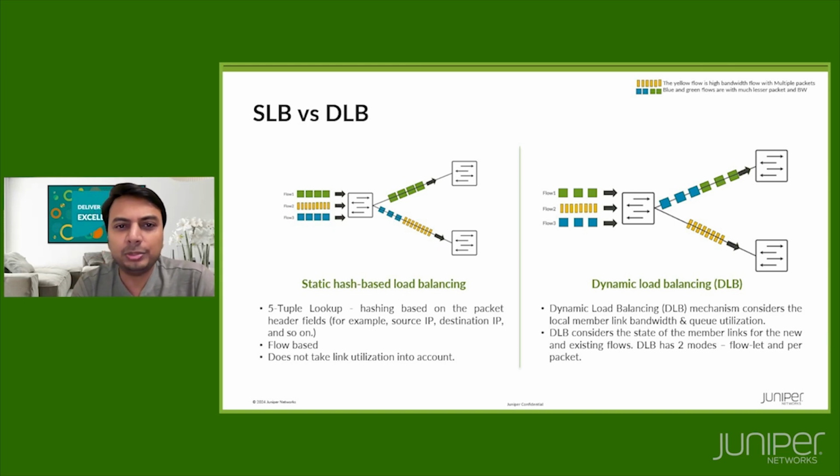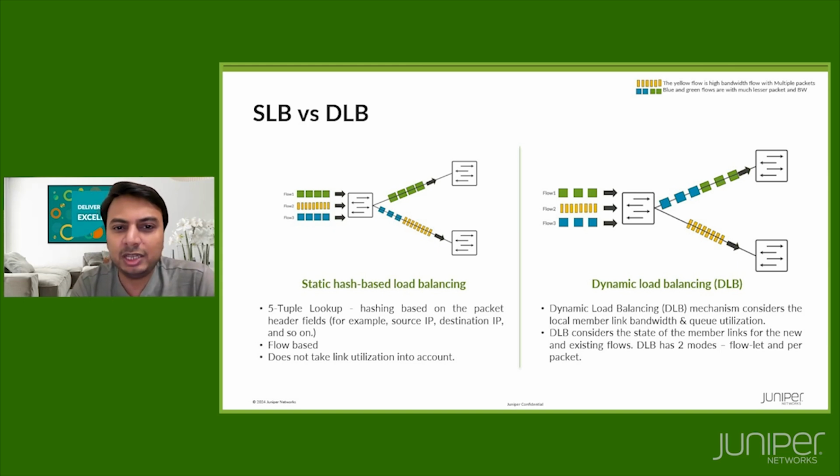So this works out best in most cases where there are a large number of flows, but the bandwidth within each flow is not huge. But in cases of elephant flows, this does not result in efficient load balancing. And that's how dynamic load balancing comes into the picture.